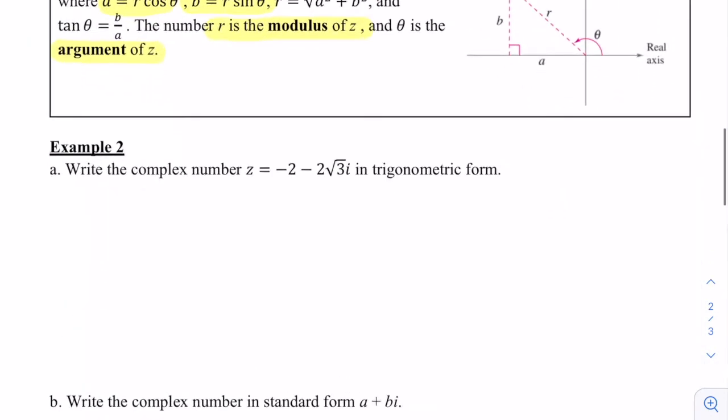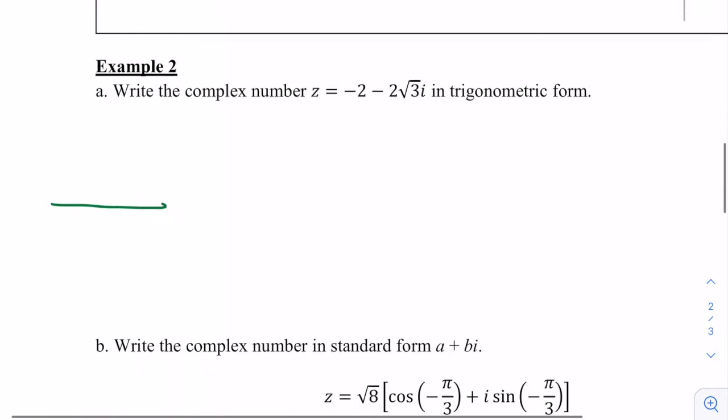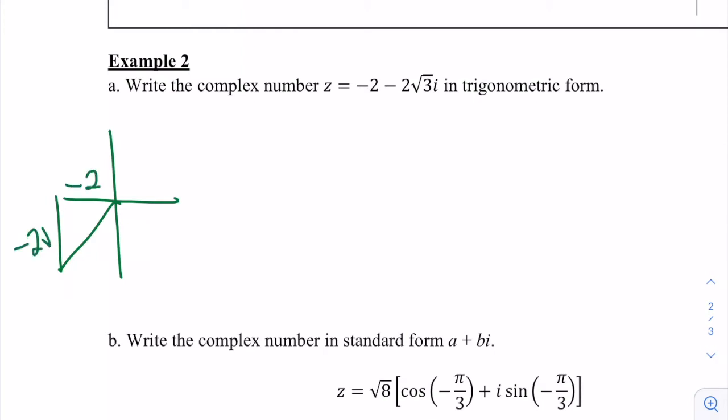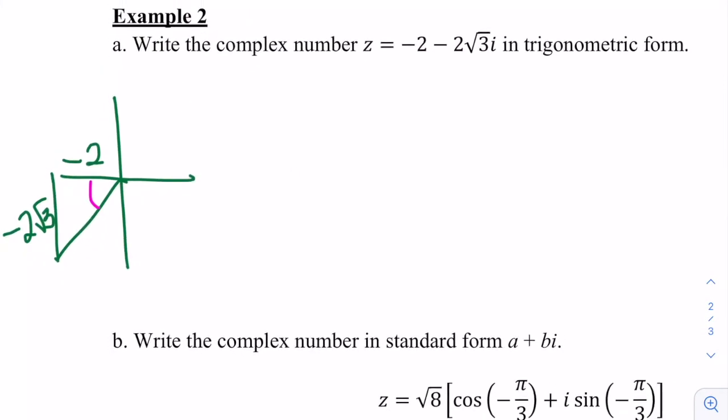Okay, so let's look at this complex number, negative 2 minus 2 root 3 i. You know that that's going to be in the third quadrant. Let me just sketch it right here. That's going to take us here. So we know that this x coordinate is negative 2, and the y coordinate is negative 2 root 3. You can start to see there's a special triangle there. So we know that this angle right here has to be 60 degrees or pi over 3. So we can write this angle as 240 degrees, or in radians, 4 pi over 3.